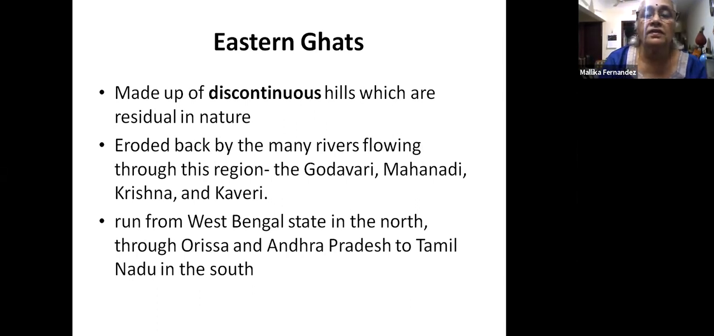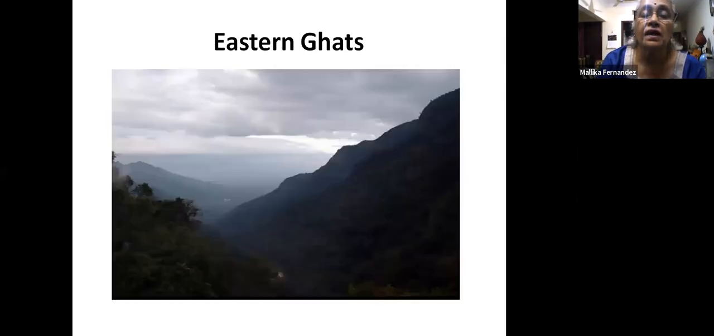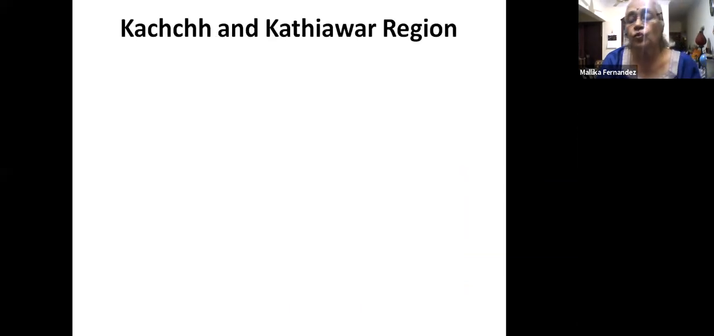Anyway, so we have these rivers right from north to south, starting from West Bengal, Odisha, Andhra Pradesh, and then Tamil Nadu in the south, right? The Eastern Ghats goes right across this region. There are actually a lot of names, but I'm not going to give you all the names of the region, right? And we'll move on to the third.